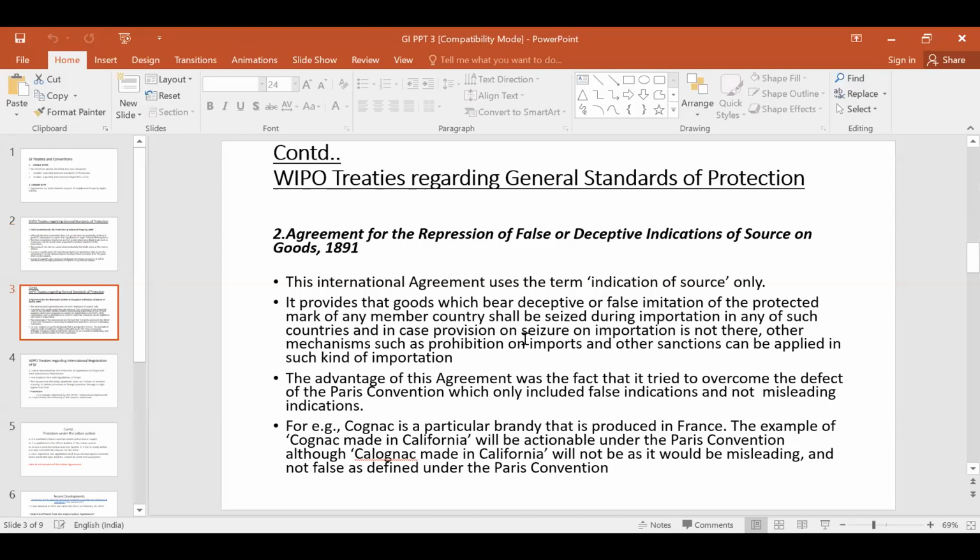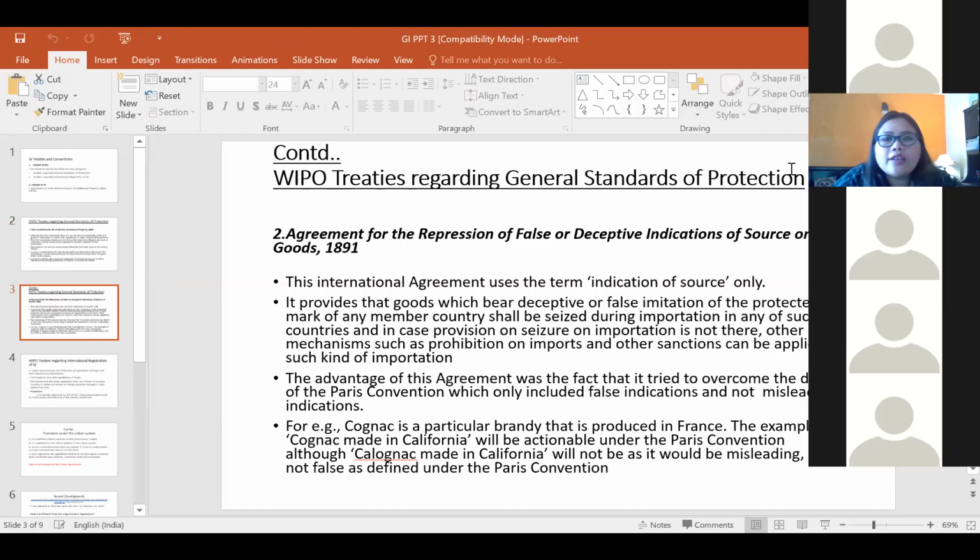Do you have an idea what is a false indication of source and what is a deceptive indication of source? Anyone? Can anyone tell me what's the difference between a false indication of source and a deceptive indication of source? Yes?